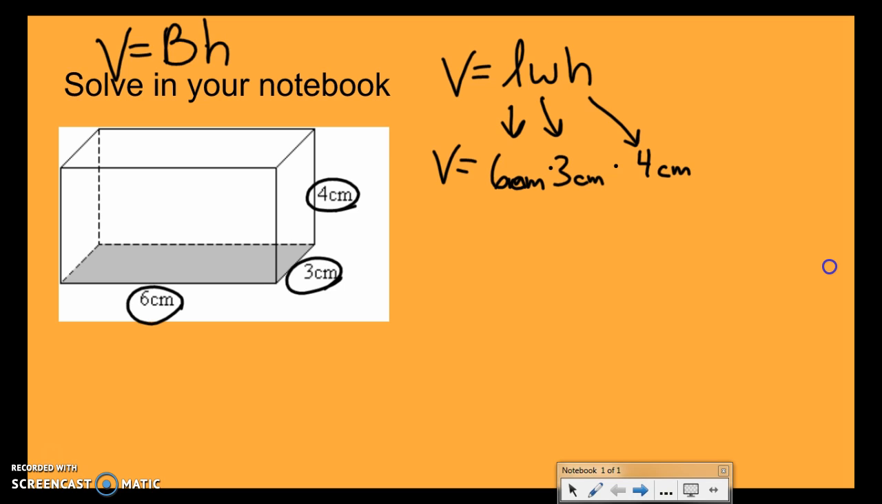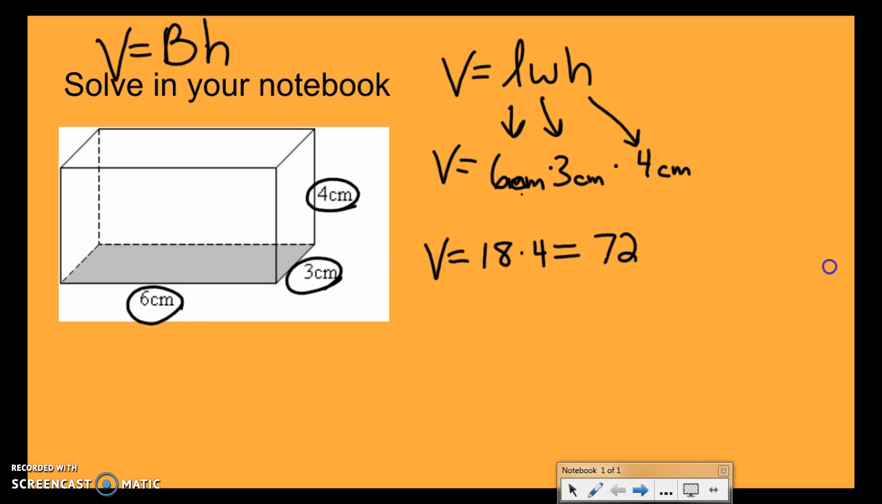All right, 6 times 3, it gives us 18. Times 4. And then 18 times 4. 4 times 8 is 32, 4 times 1 is 4, and we add the 3, so 7. So the volume of our rectangular prism is going to be 72.